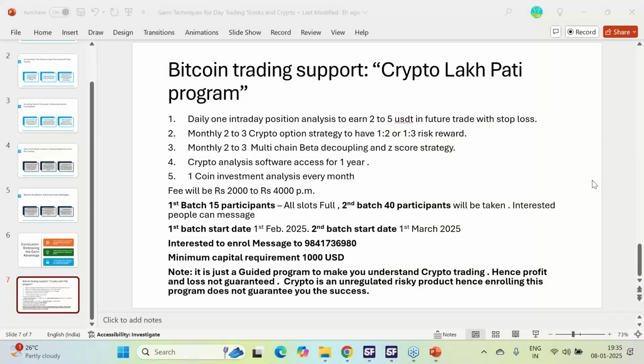The program will run for 1 year, from February 2025 to January or February 2026, with 2 batches, so the period of time will be split. Whenever any batch participant says, no, I am now perfect, I can handle my trades on my own, they can quit the batch and others can be accommodated there. So this is how the program will go on.